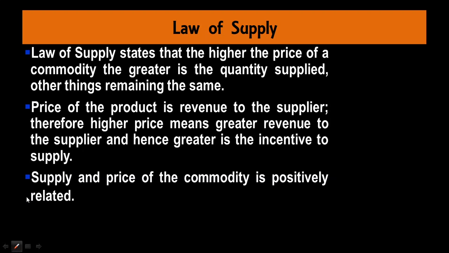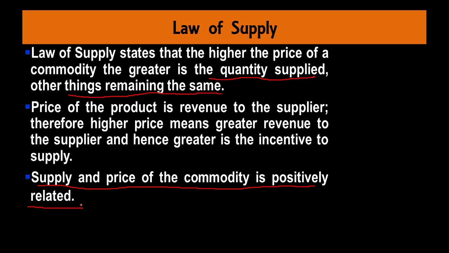Like the law of demand, we have the law of supply. The law of supply states that the higher the price of a commodity, the greater is the quantity supplied. And here also, other things remaining the same. That means all those factors which we have studied just now remain constant. Then if price increases, supply increases. If price decreases, supply decreases. So what we have seen is there is a positive relation between supply and price of a commodity or service.